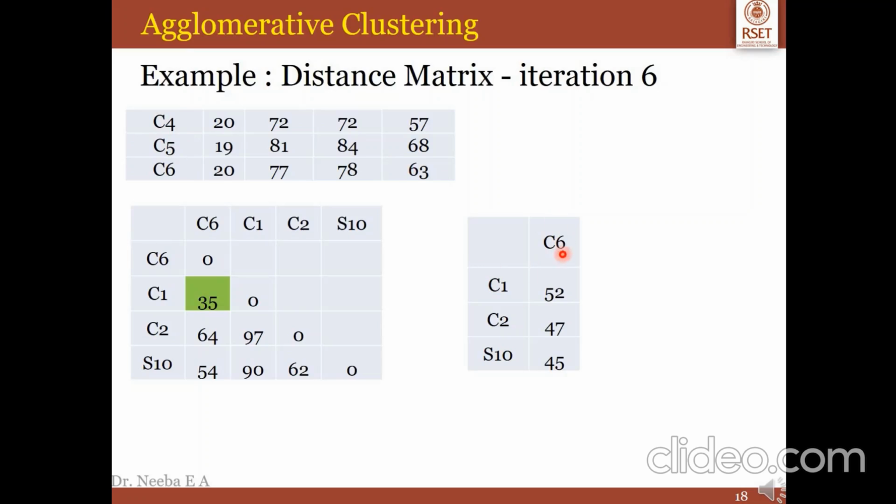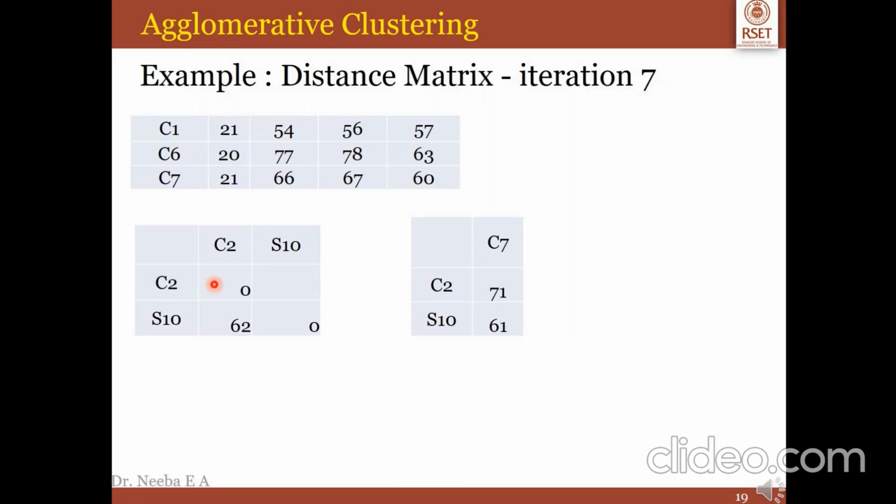Again with cluster 6, the distances are calculated. We are finding the lowest distance, that is 35, which is between C1 and C6. In iteration 7, we have C1 and C6 combined to form C7. And then the distance from C7 to C2 and S10 is calculated, and we can see that the only value is S10.